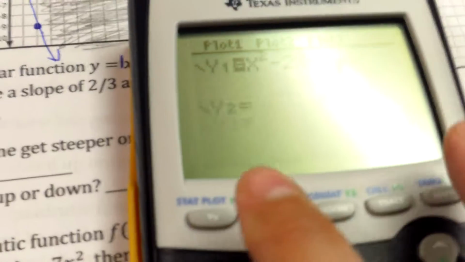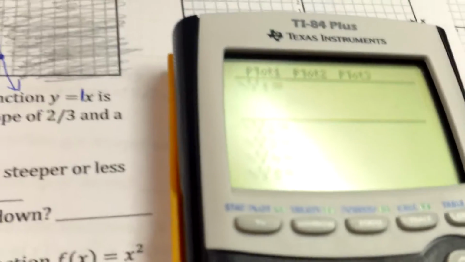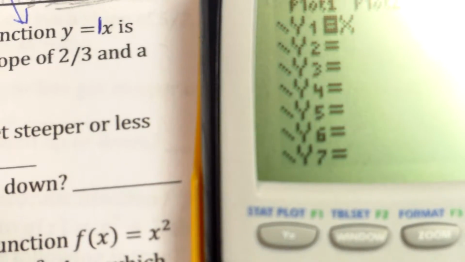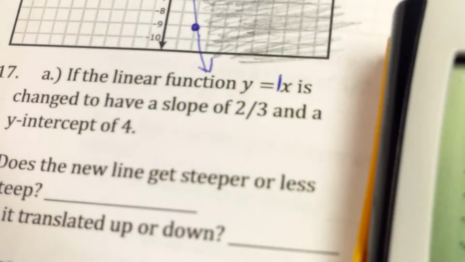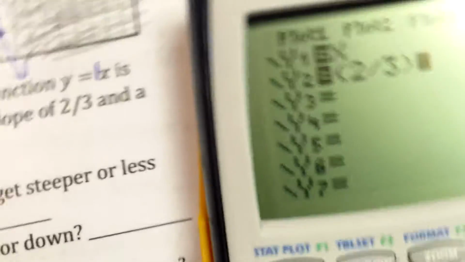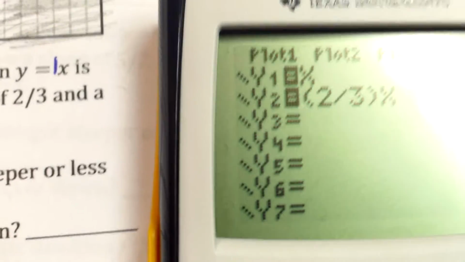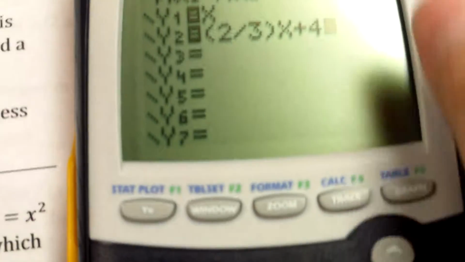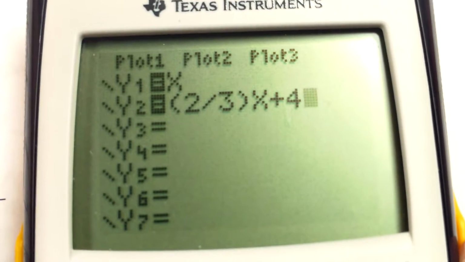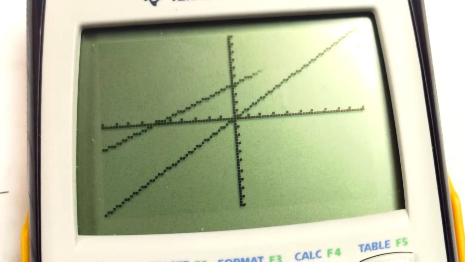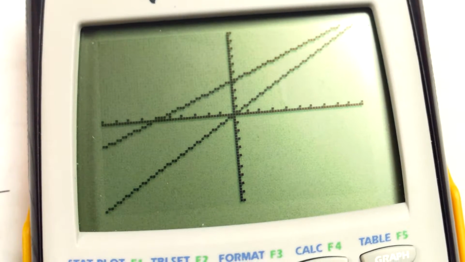So let's go ahead and graph y equals x. And let's go ahead and graph. It says now the slope is 2/3 and the y-intercept is 4. So 2/3 x plus 4, my y-intercept. Let's go ahead and click graph, and I want you to see what happens. The first one's going to be y equals x. The second one's going to be the new one. There's y equals x. Y equals 2/3 x plus 4.